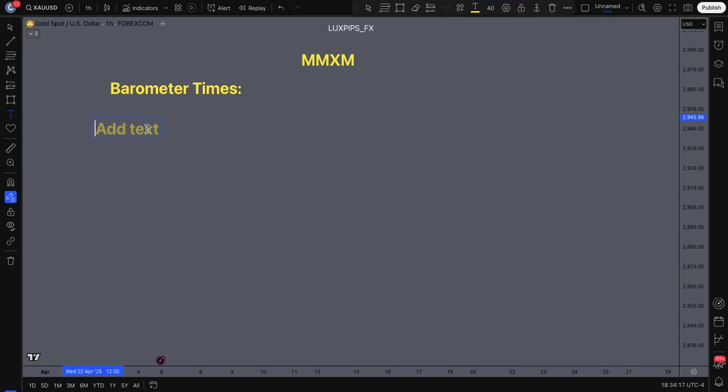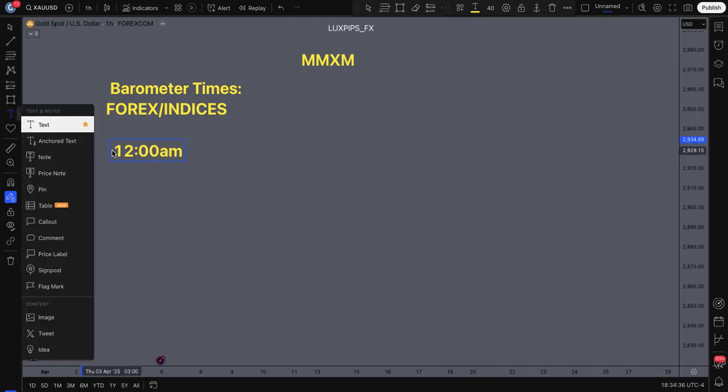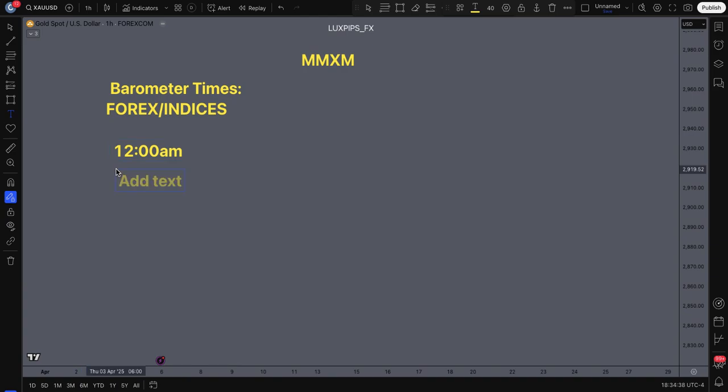So I'm going to put forex / indices. This is where it's most effective. So you want, like I said earlier, to be using 12 a.m., 1:30 a.m., and 7:30 a.m. These are barometer times. What do I mean by barometer time?